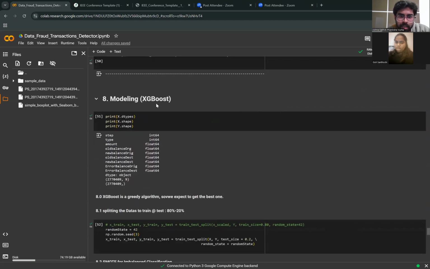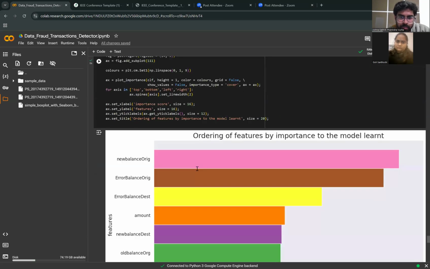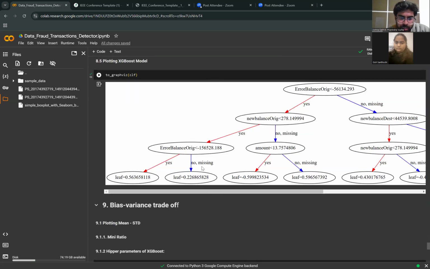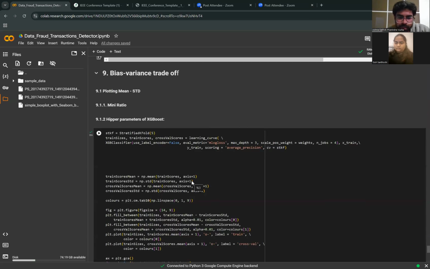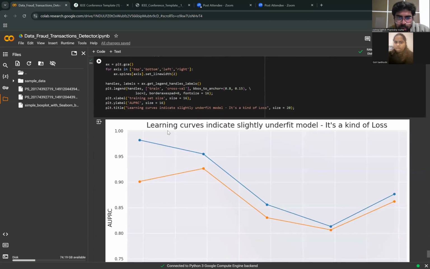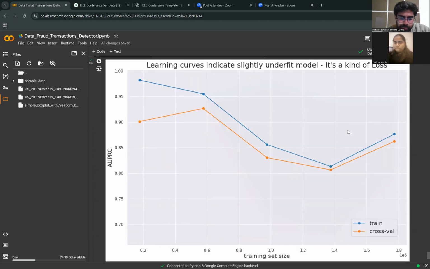Here, for the modeling, XGBoost creates a stratified 5-fold cross-validation object, which ensures each fold is an object where it can analyze the bias-variance trade-off and potentially adjust the parameters. The length of the learning curve indicates a slightly underfit model across the hyperparameters, which is used to improve generalizability.